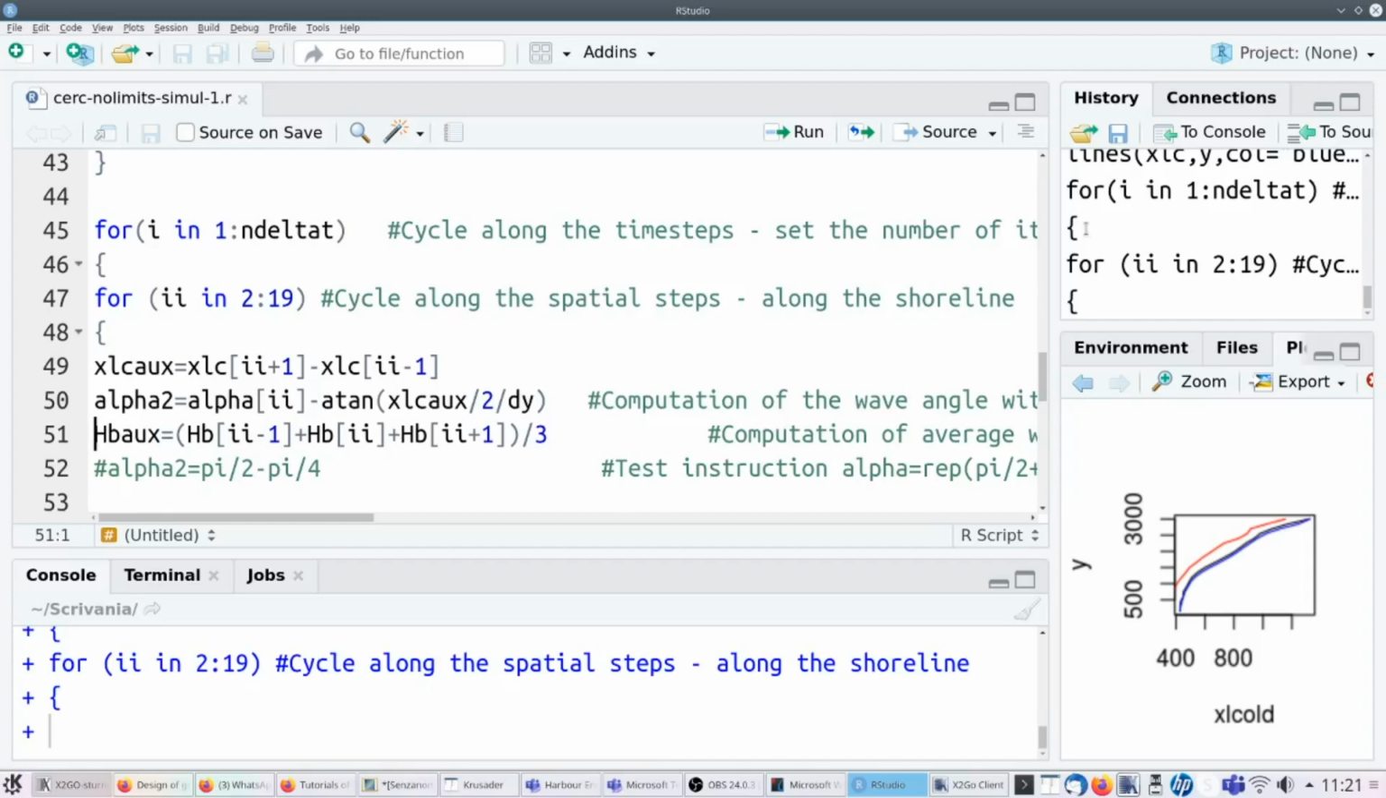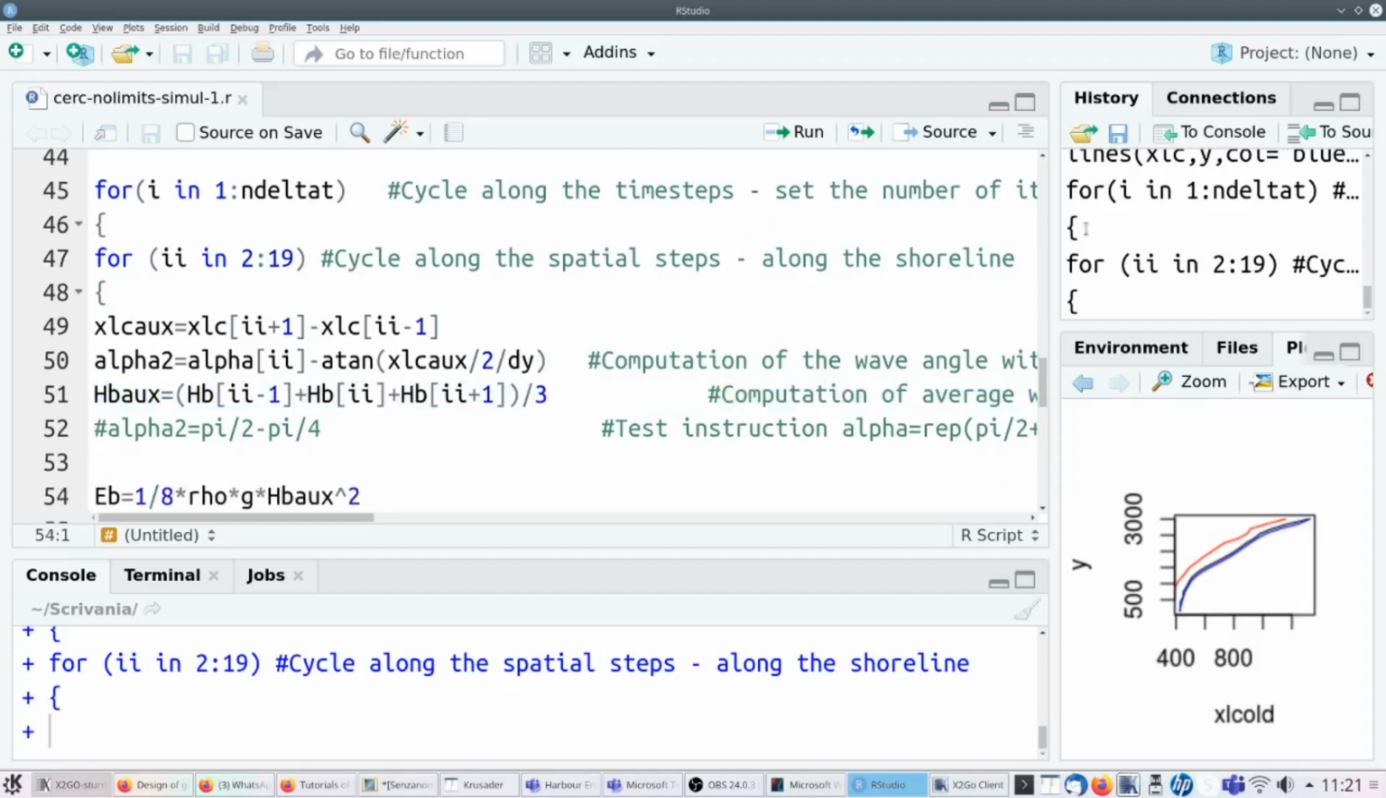Perfect. Now I am computing the wave height. Why do I need the wave height? To compute the energy of the wave at the breaker line, and to compute subsequently the volumetric sediment transport rate. So this is my auxiliary variable, which is the average between the 3 subsequent wave heights at the breaker line that refer to my considered data point. You see that it's an average, the sum of 3 wave heights divided by 3. Okay, good.